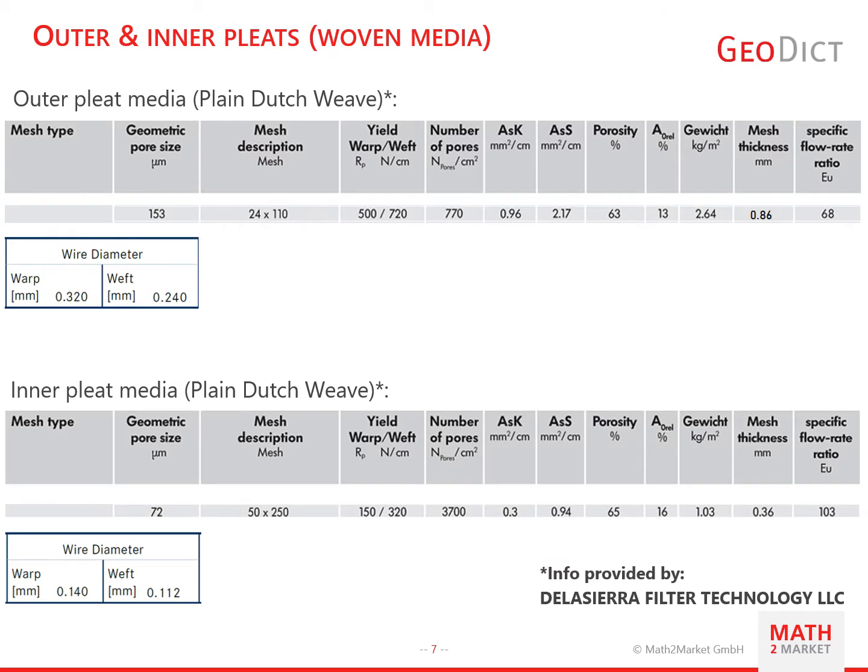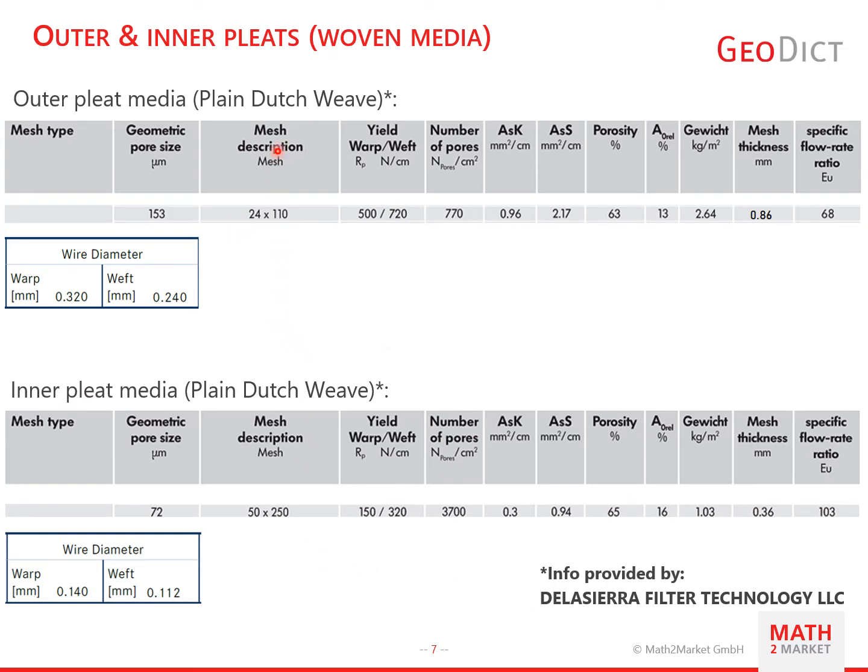Right. For a correct and precise simulation of the filter at macro scale, of course, the characteristics of the filter media at micro scale should also be defined. And you know that the filter media of the pleats are made either from a non-woven or from a woven media. In this study, the filter media of both the outer and inner pleats are woven media. So for the outer pleat, we have the plain Dutch weave, and also for the inner pleat. And the information is provided by the manufacturer.